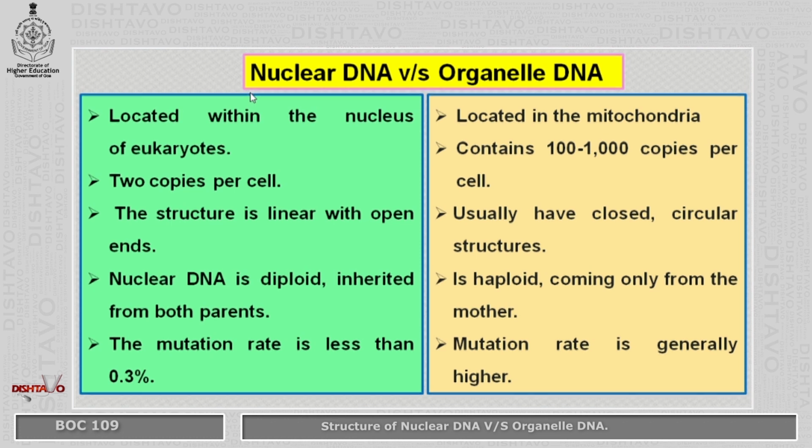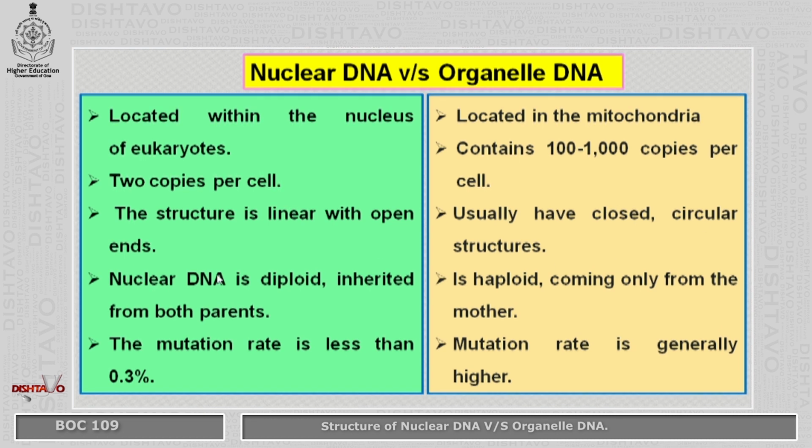To sum up, we have the differences between nuclear and organelle DNA. I will take one of the organelle DNAs to differentiate the two. Nuclear DNA is located within the nucleus of eukaryotes, whereas organelle DNA, if you see mtDNA, is located in the mitochondria. Nuclear DNA has 2 copies per cell, while mtDNA contains around 100 to 1000 copies per cell. The structure of nuclear DNA is linear with open ends, while organelle DNA is usually closed with circular structures.